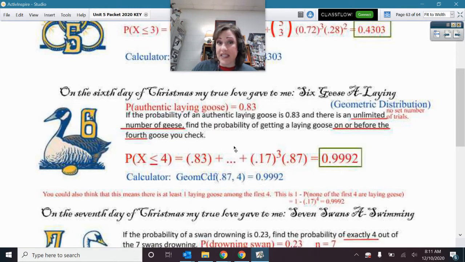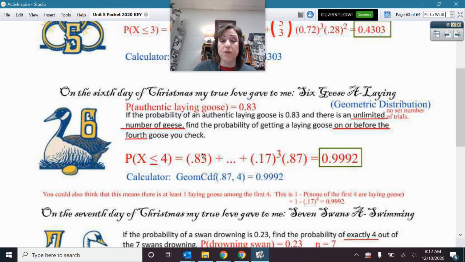Now, there's an unlimited number of these geese, so that's no set number of trials. So we have a geometric distribution. Find the probability that we get a laying goose on or before the 4th. That means the first success occurs on the first, or on the second, or on the third, or on the 4th. So this is an accumulation of geometric situations. So here I have a probability that x is less than or equal to 4. It says on or before the fourth, so equal to the fourth.